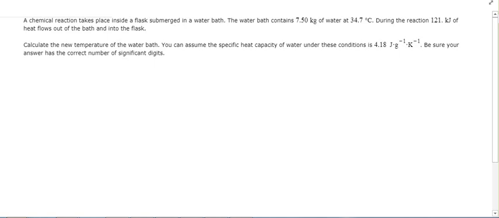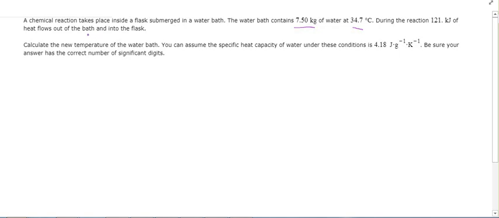Okay, here's another Alex problem with our thermochemistry. A chemical reaction takes place inside a flask submerged in a water bath. The water bath contains 7.50 kilograms of water, probably going to have to change that to grams, at 34.7 degrees C. During the reaction, 121 kilojoules of heat flows out of the bath and into the flask.